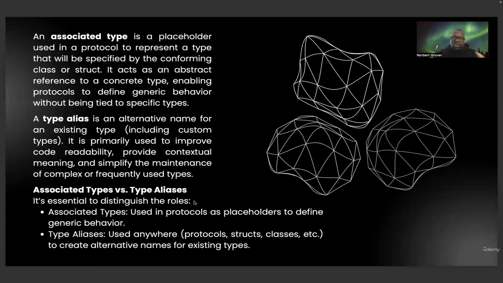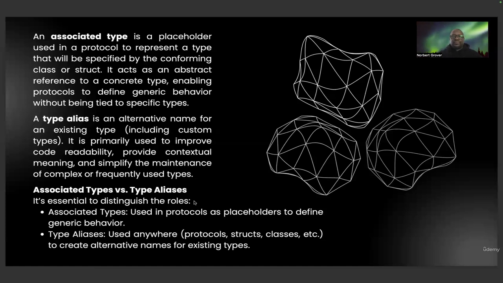Okay, so let's talk about the differences. Associated types are used within protocols as placeholders to define generic behavior. Type aliases are used in protocols, structs and classes. They create alternative names for existing types.